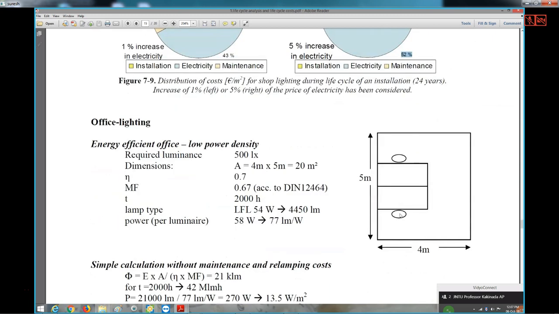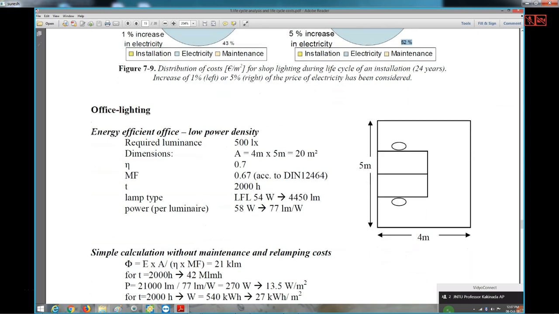Then coming to this office lighting purpose, suppose how to calculate the lighting requirement for the office. Here we can see the energy efficient office we are going to design. That means all existing lamps we are trying to replace. The low power density is taken into consideration. The required illuminance is 500 lux. Then dimension is given as 5 meters by 4 meters, which is 20 meters square. The efficiency of the system is 0.7. Maintenance factor is 0.67. And the time of operation of these lamps is 2000 hours.